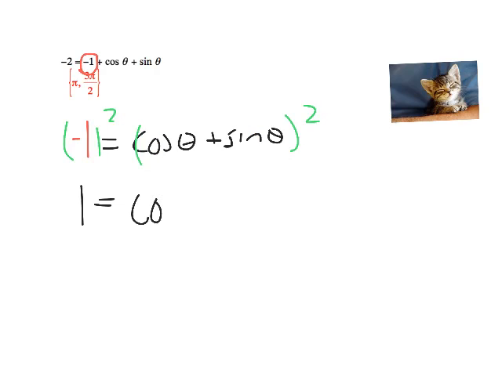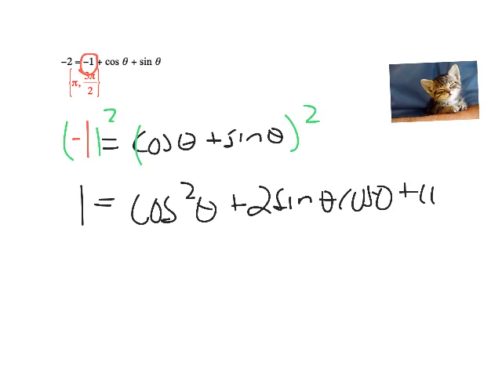So you get a cosine squared theta plus a 2 sine theta cosine theta plus a cosine squared theta. I did not mean to write that. I meant to write, let me erase real quick, sorry. Sorry, that last times last is sine squared. Sorry about that. There we go. Okay. Cosine squared plus sine squared is 1.